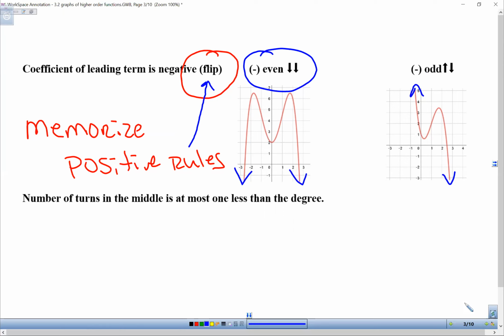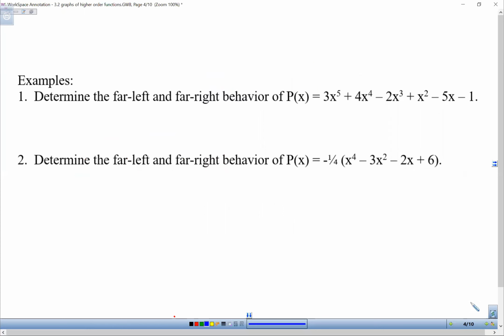Okay, so that's the first thing we need to know about our graph. What happens on the far left and far right side of the graph? Let's look at a couple examples with this. Again, we're only looking at the first term. So I would suggest when you're doing these problems, you circle the first term. And then because we don't need it, cross out the rest of the polynomial. So you don't get confused and you don't look at the wrong part of the polynomial.